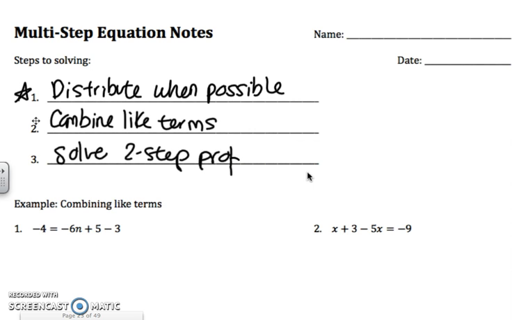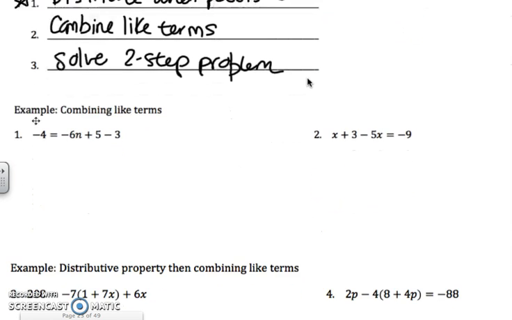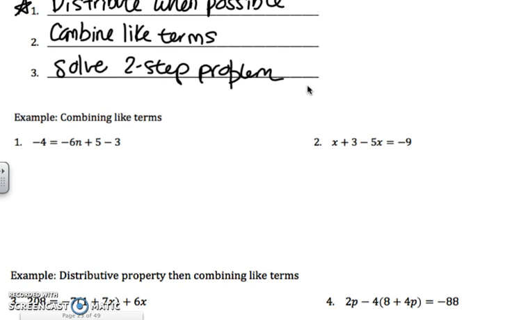And I know that y'all know how to solve two-step problems. So, let's look at these examples. Here are some examples of combining like terms first. So I can't distribute because I don't see any parentheses.